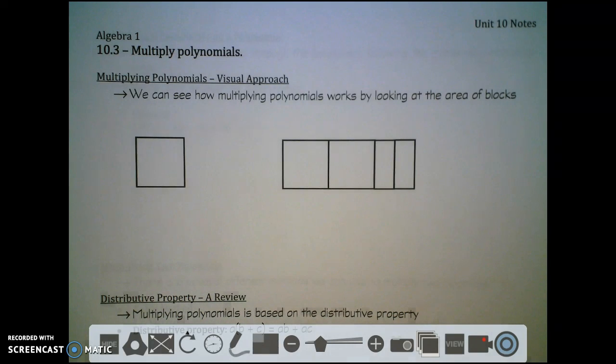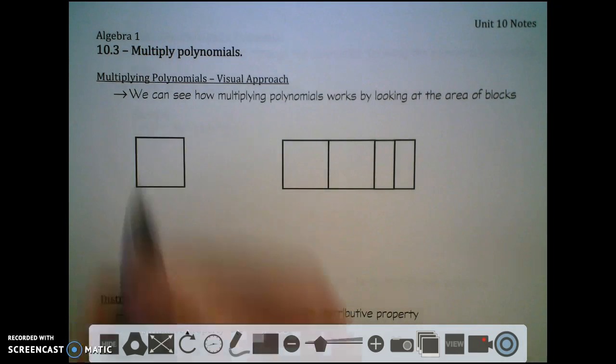Unit 10, Objective number 3, Multiplying Polynomials. First, we'll take a visual approach to multiplying polynomials. We can see how multiplying polynomials works by looking at the area of blocks.